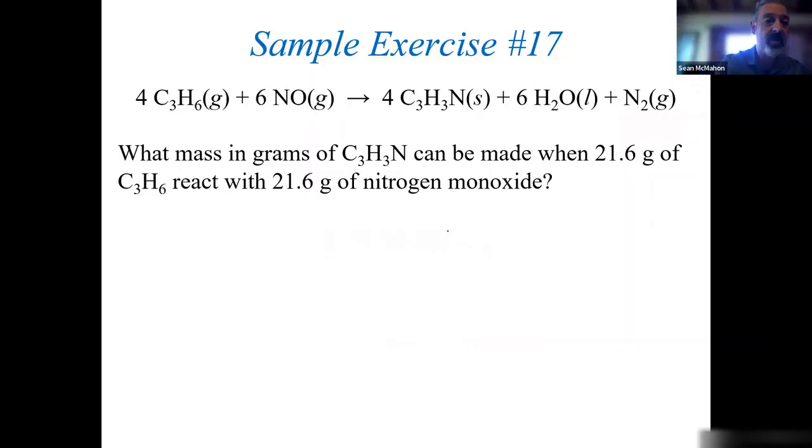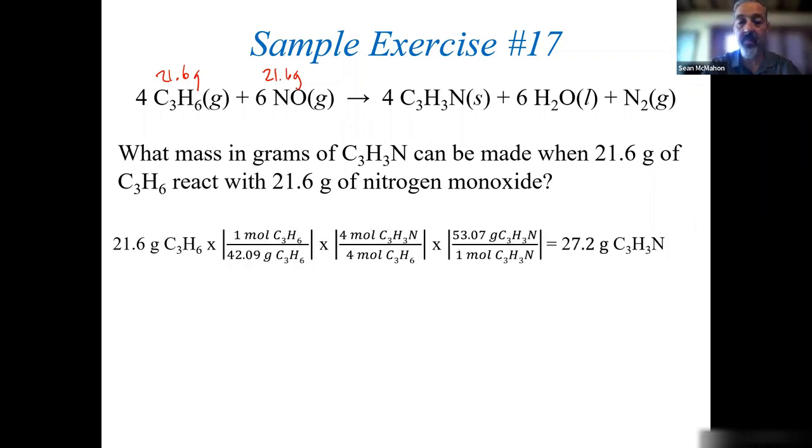So again, 21.6 grams for each reactant. So I convert 21.6 grams of propylene to moles using molar mass, then moles of propylene to moles of my product. It's a 4 to 4 mole ratio. That cancels. And then moles of my product to grams using molar mass. And I get that, but I'm not done because again, it's a double stoich.